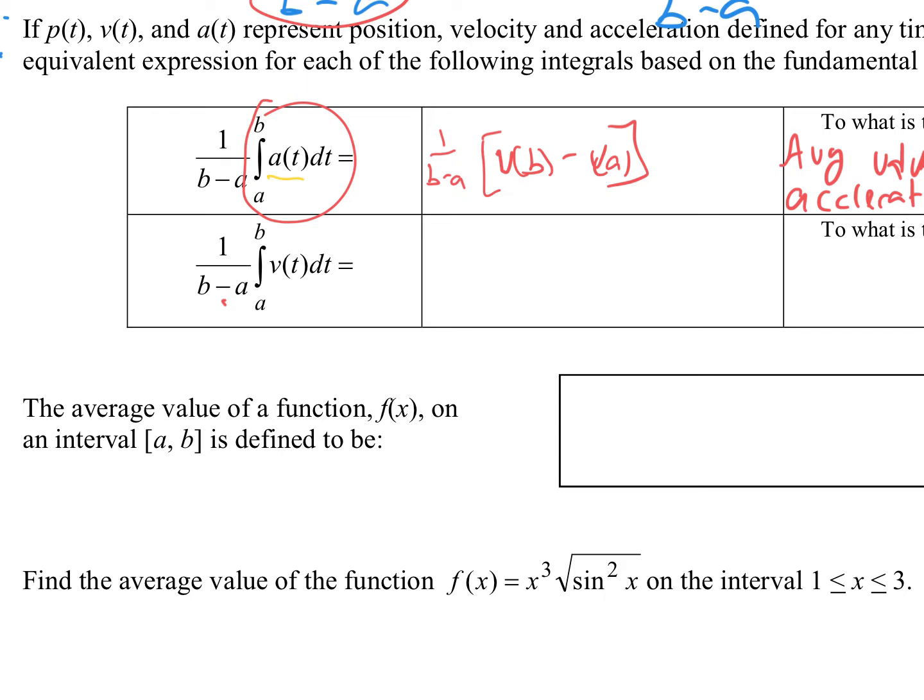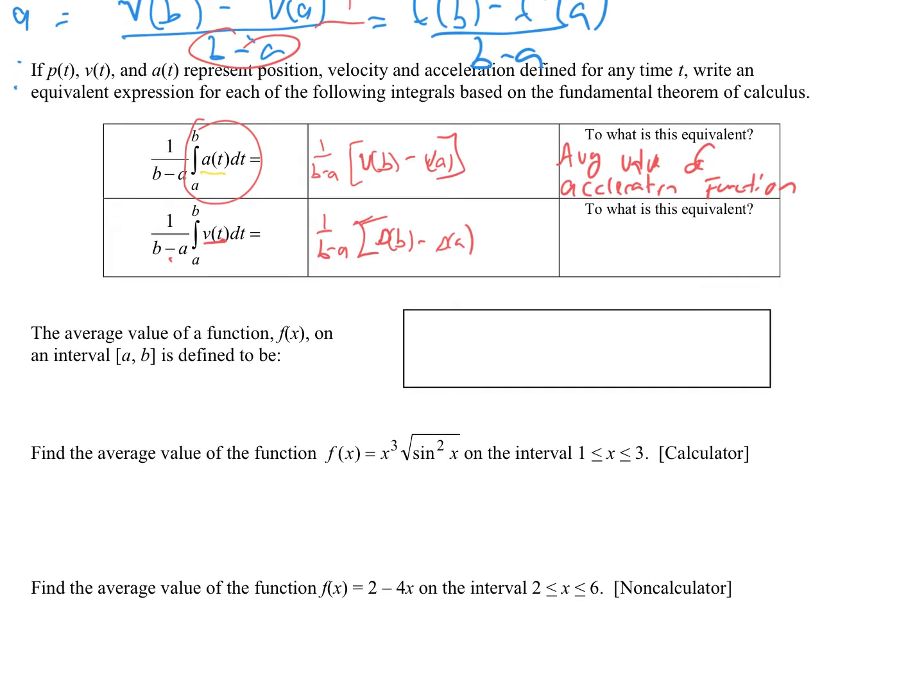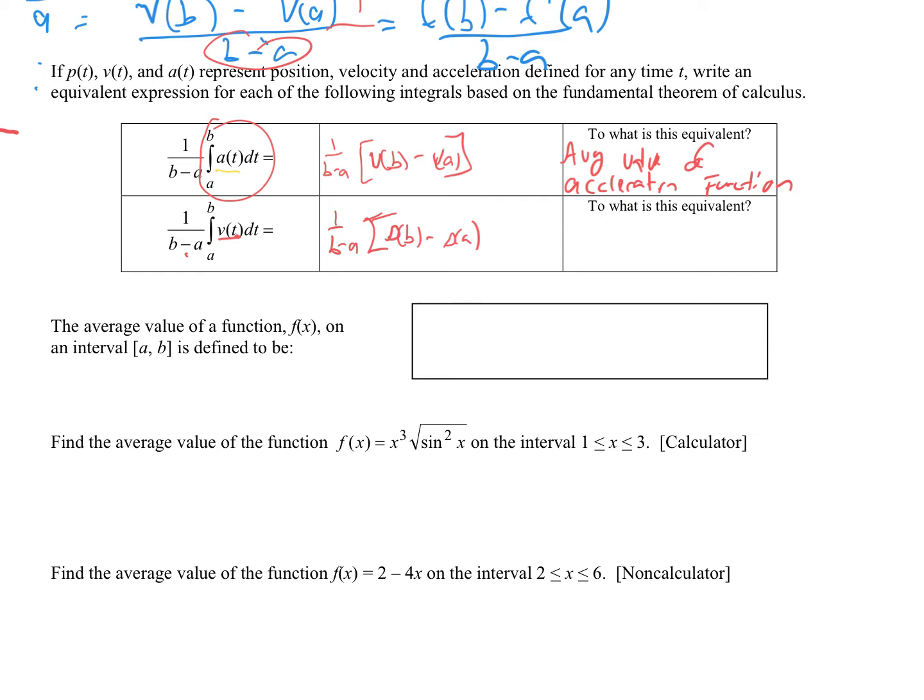So when I integrate velocity, I get position. So I have 1 over b minus a, and I'll call position s this time. s of b minus s of a. And this is the average value of the velocity function.